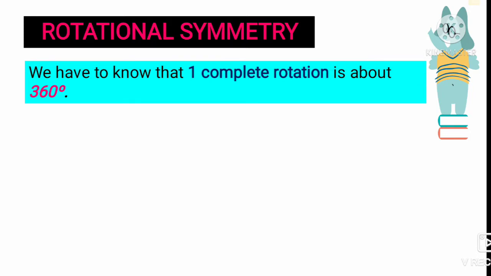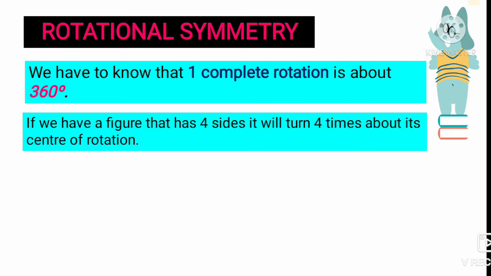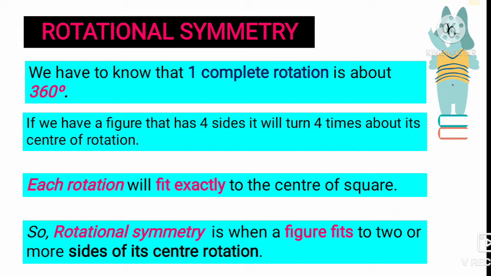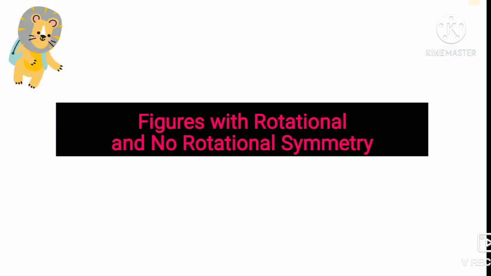We have known that one complete rotation is about 360 degrees, so one full turn. If we have a figure that has 4 sides, it will turn 4 times about its center of rotation. Each rotation will fit exactly to the center of the square. So, rotational symmetry is when a figure fits 2 or more times about its center of rotation. Confused? Don't be. Let's look at figures with rotational and non-rotational symmetry.